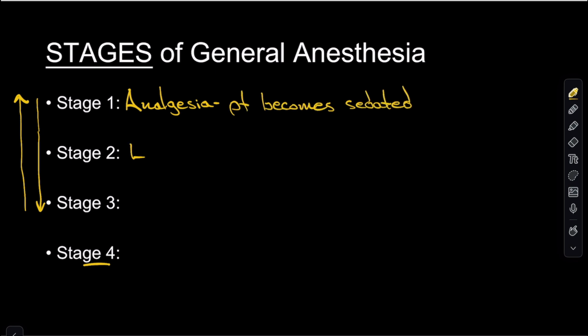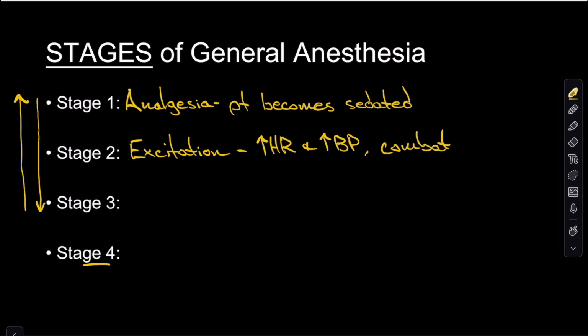Stage 2 is known as excitation. This is a super important stage because it can be dangerous. So during excitation, you'll see an increase in heart rate, an increase in blood pressure. The patient can become combative and move like they're awake, but they're actually deep asleep. So that's the dangerous part of it. They're also at increased risk for aspiration and laryngospasm.